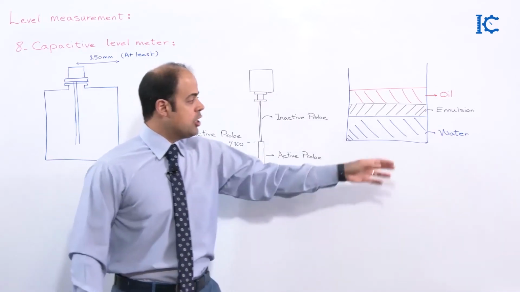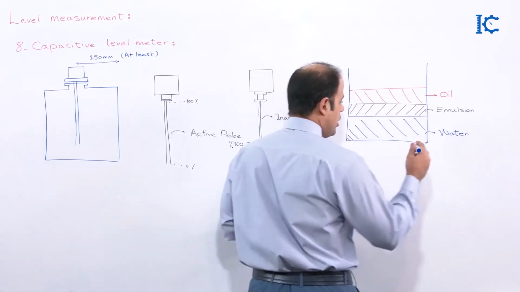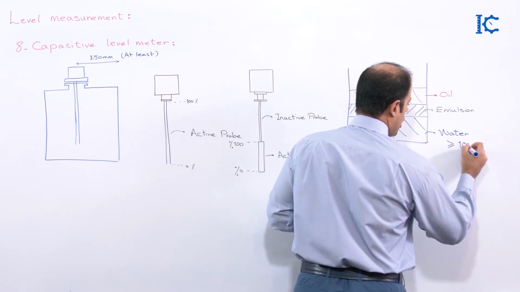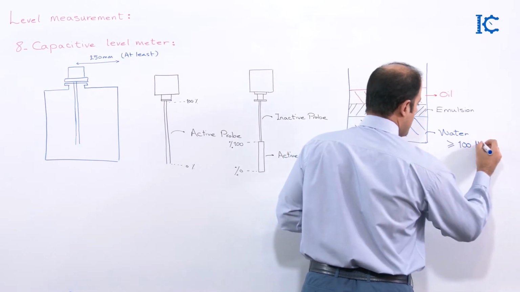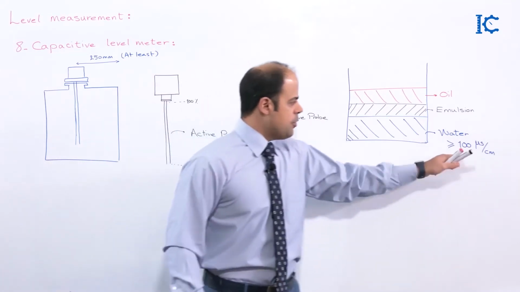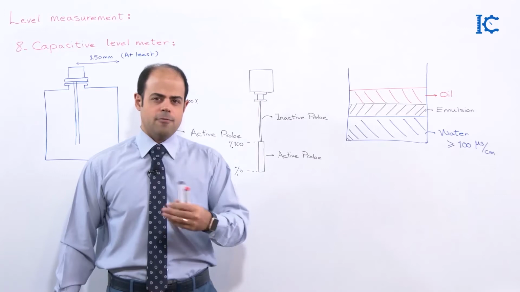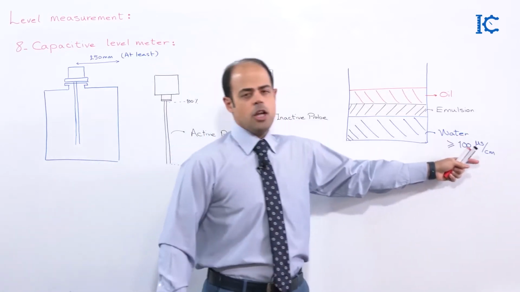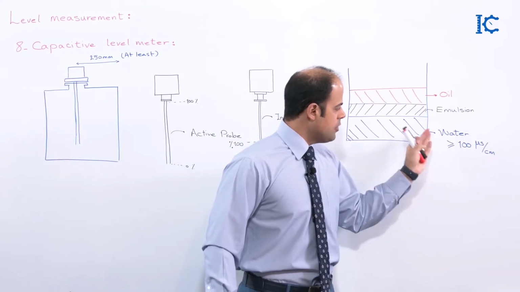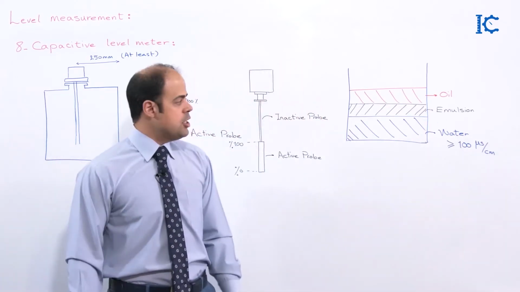If I want to write the conductivity factor of this one, I can tell you that the conductivity of this one for sure is greater than 100 microsiemens per centimeter. I'm totally sure you can remember something about the conductivity factor, because before, in the case of the magnetic flow meter, I mentioned some conductivity factors for you too. So for water, for sure it's greater than 100 microsiemens per centimeter.